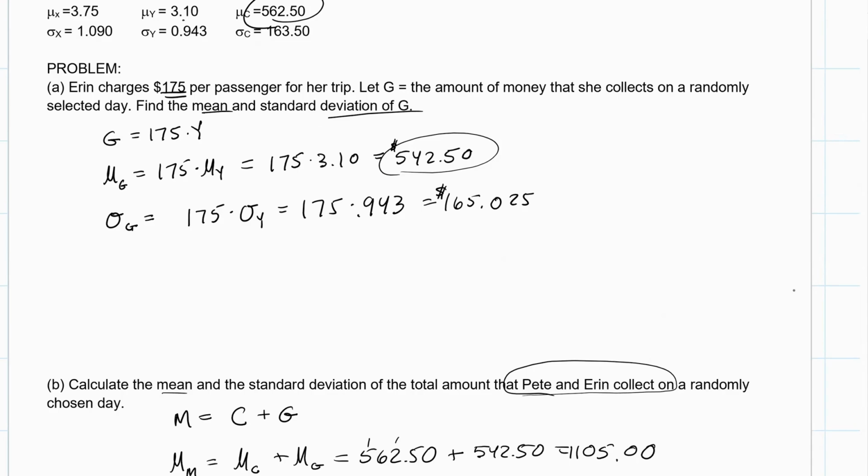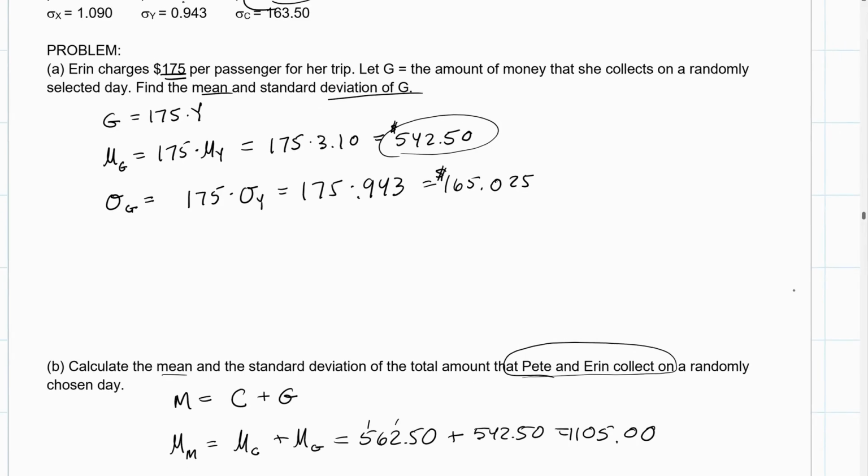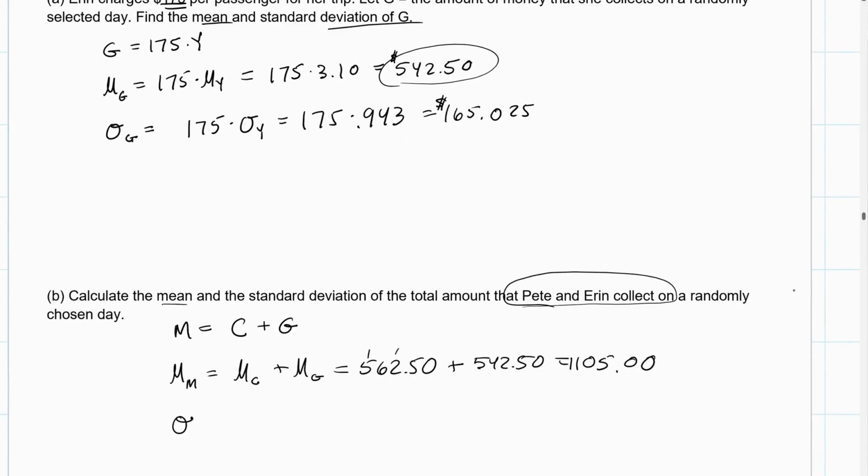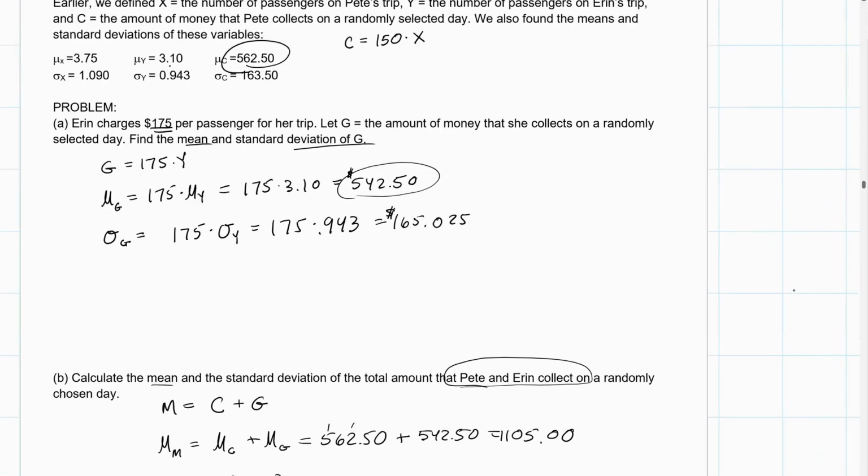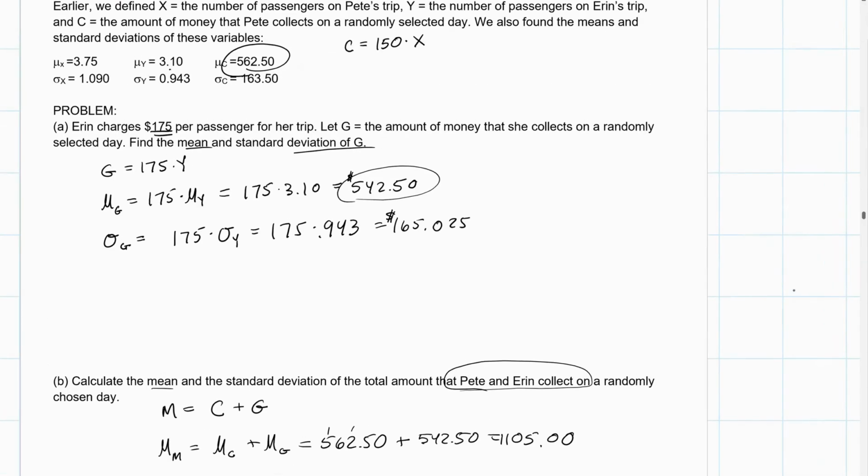All right. But what about the standard deviation? Well, can't do it directly. We've got to do the variance. So this is going to be the variance of C plus the variance of G. We found that the standard deviation of C was 163.50. We're going to square that, and we're going to add to it the variance of G, which is 165.025 squared.